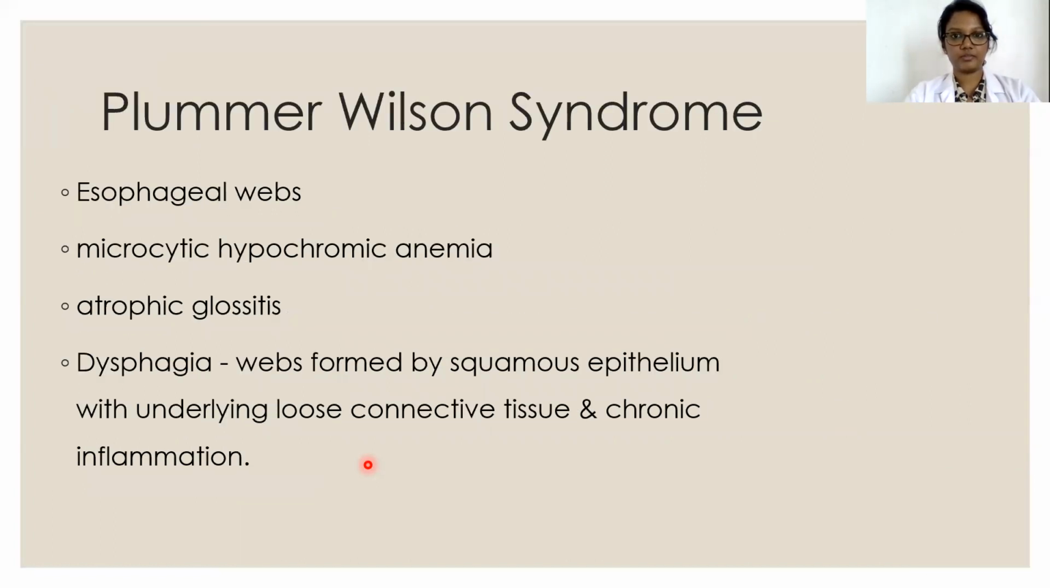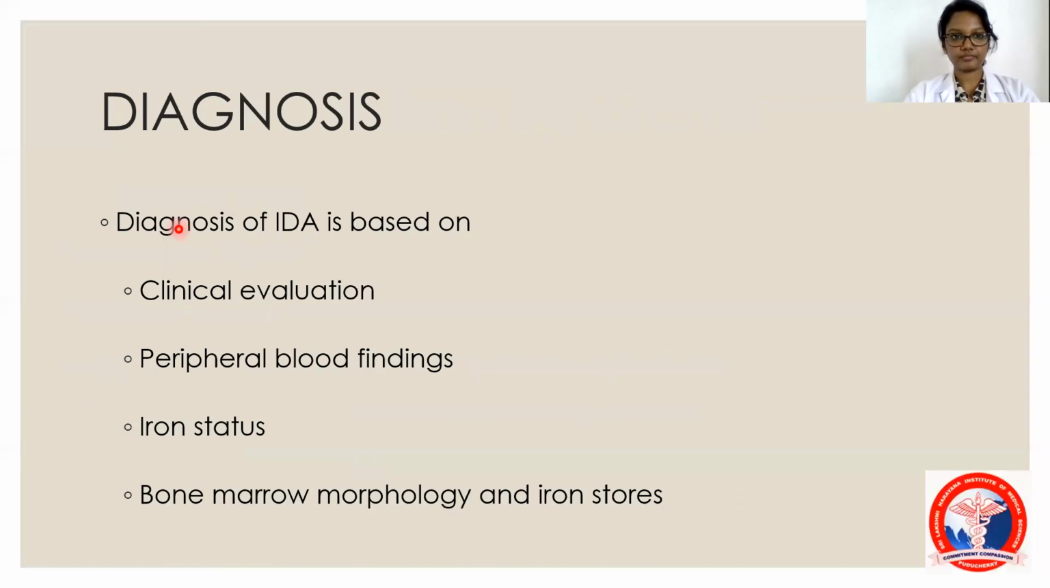Now, there's a syndrome called Plummer-Vinson syndrome, which has a triad of features: esophageal webs, microcytic hypochromic anemia, and atrophic glossitis. These three together are called Plummer-Vinson syndrome. In addition to anemia, these patients can present with dysphagia. This dysphagia is because of the esophageal webs.